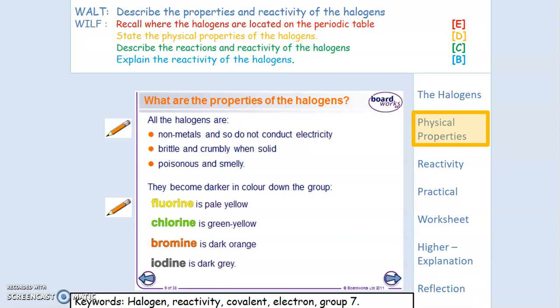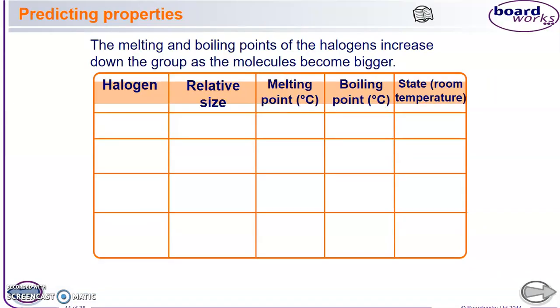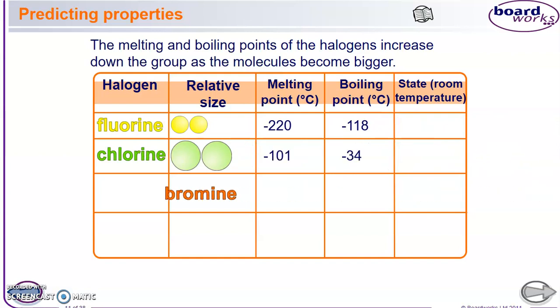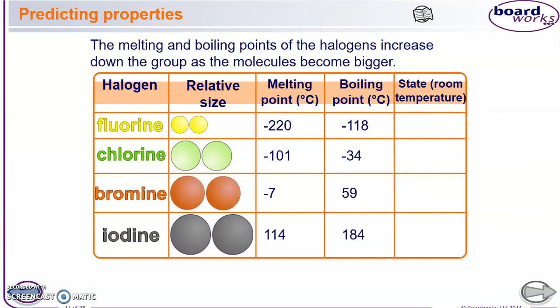Now the reason they are not all in the same state at room temperature is because the boiling points and melting points also change as you move down the group. So as you go down the group, they become darker in colour, from pale yellow fluorine at the top, green chlorine, dark orange bromine, grey iodine. But also as you go down the group, the melting points and boiling points change. Okay, so fluorine melts at minus 220 degrees centigrade and it boils at minus 118 degrees centigrade. That means at room temperature, fluorine has already boiled, so it is a yellow gas.